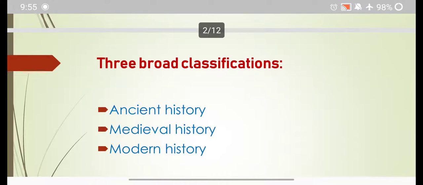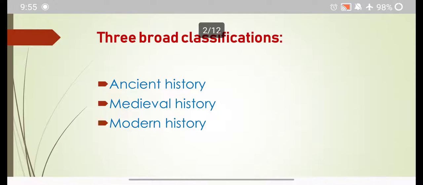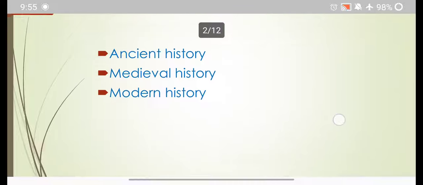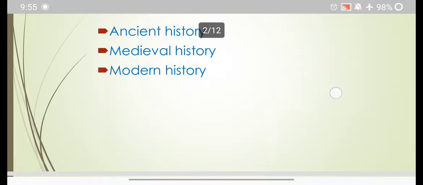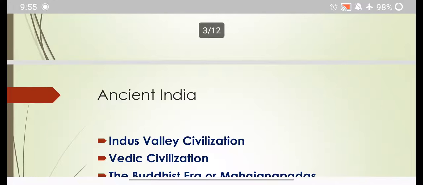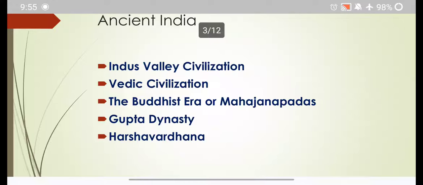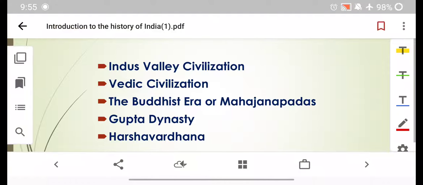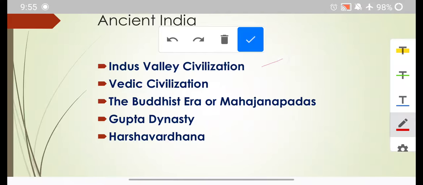We classified Indian history into three, mainly ancient history, medieval history, and modern history. Ancient history of India includes the Indus Valley civilization, Vedic civilization, the Mahajanapadas or the Buddhist era, Gupta dynasty, and most importantly, you will study about the King Harshavardhana.